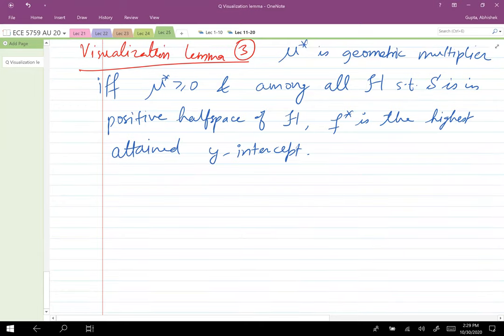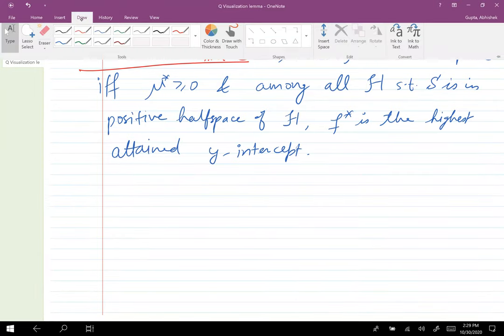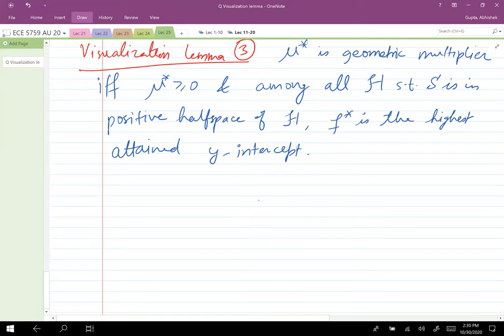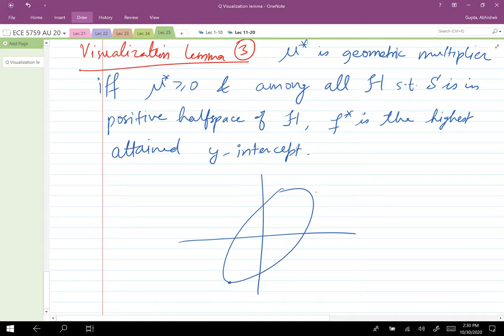Now I want to draw another figure to illustrate this point. This is my f star. This is my set S. This is my R^R, R.